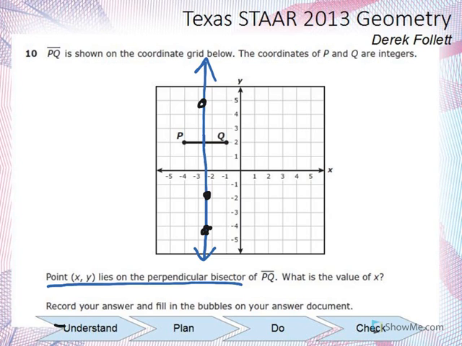Okay, I think I understand the problem, so I'll cross that off on the bottom there. What's my plan going to be? Well, let me look at those coordinates on the perpendicular bisector and see if I can find the value of X.